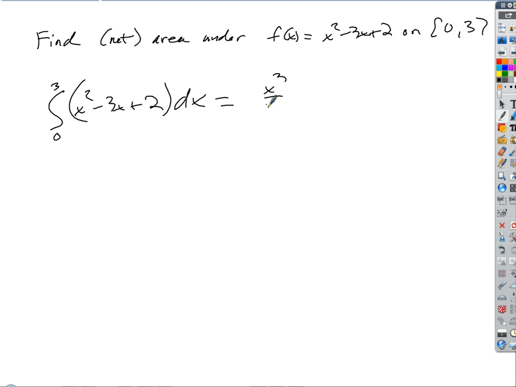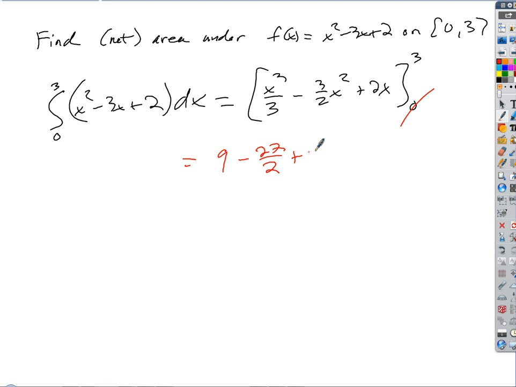X cubed over 3 minus 3x squared over 2 plus 2x. What happens at 0? 0. Okay, so I just have to evaluate it at 3. So our answer is 27 over 3 is 9, minus 27 halves, plus 6, which is what? 18, so negative 9 halves plus 12, so 3 halves. Okay? That's not very big. Why? Well, let's calculate the area here.